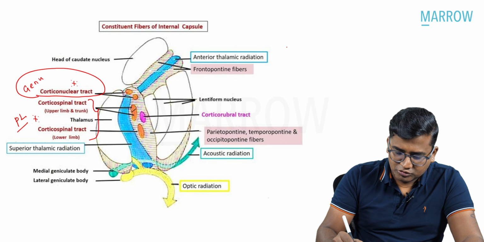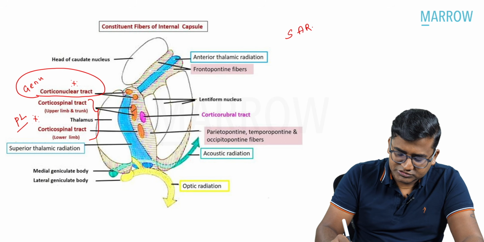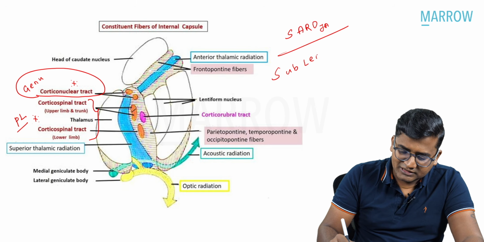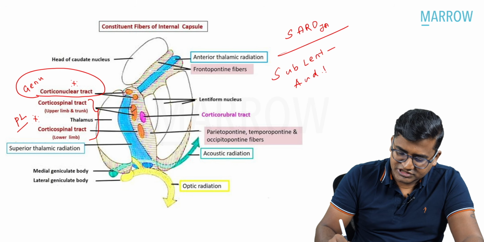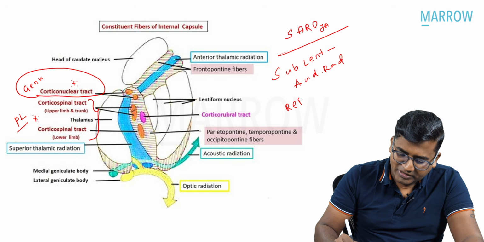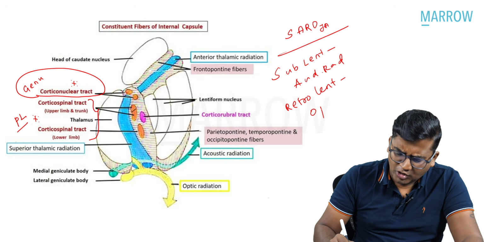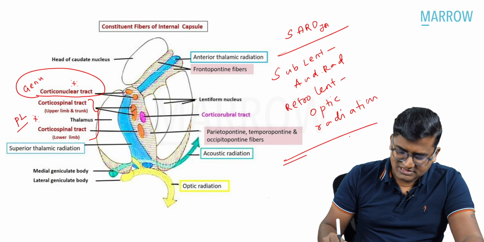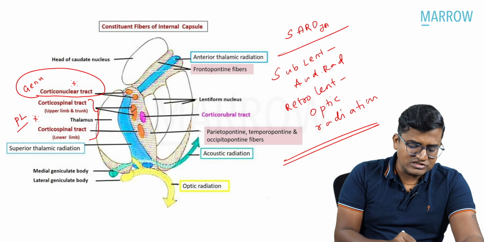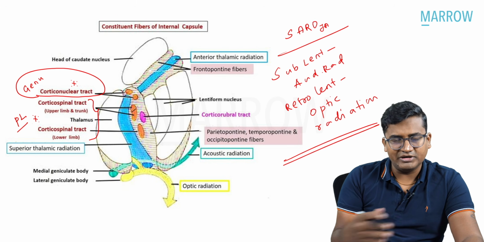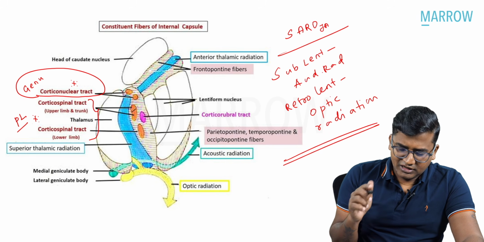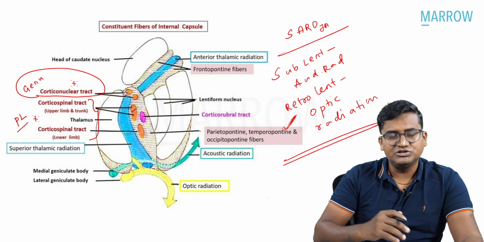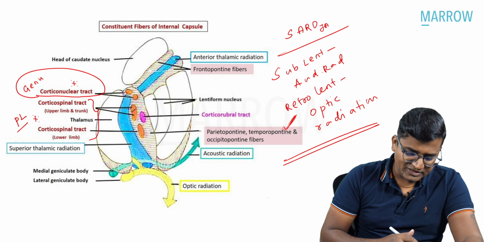Now what about the 2 other structures? I told you one mnemonic also, the Saroja, Sarojini mnemonic. S means sublentiform part, which transmits auditory radiations. And the retrolentiform part carries optic radiation. I told you to remember only these 4 details. From this itself, we got the question. They told corticospinal tract passing through the anterior limb. No, completely wrong. It is passing through the posterior limb. The retrolentiform part is transmitting the optic radiation fibers, optic pathway fibers. Yes, true statement. Okay, right.